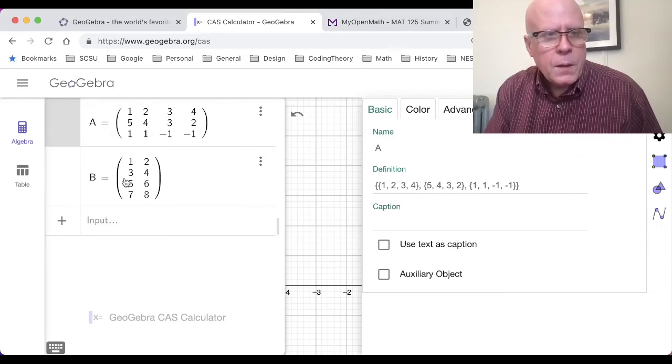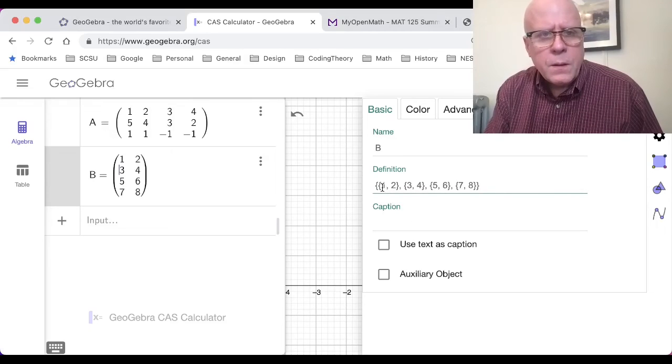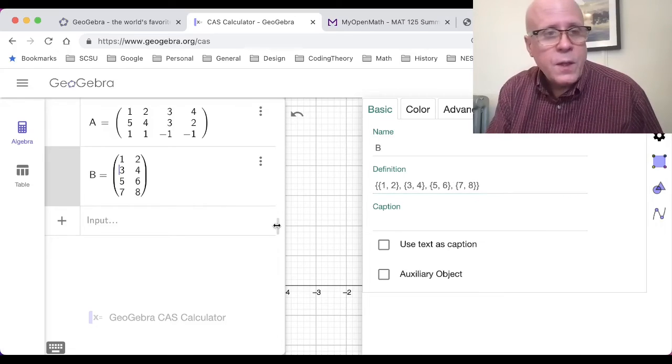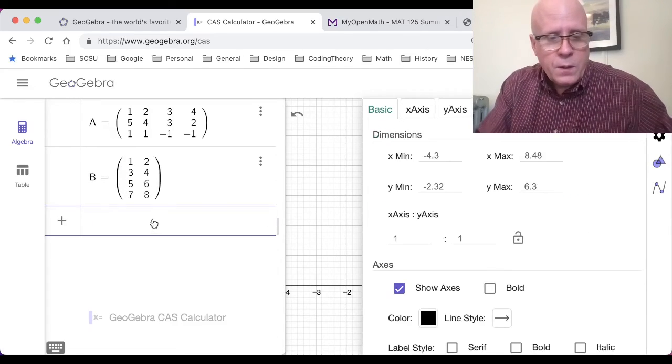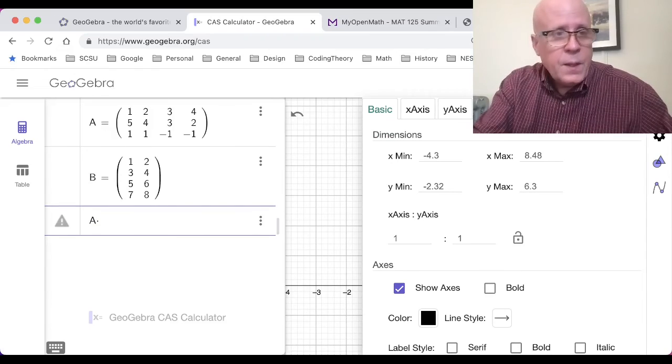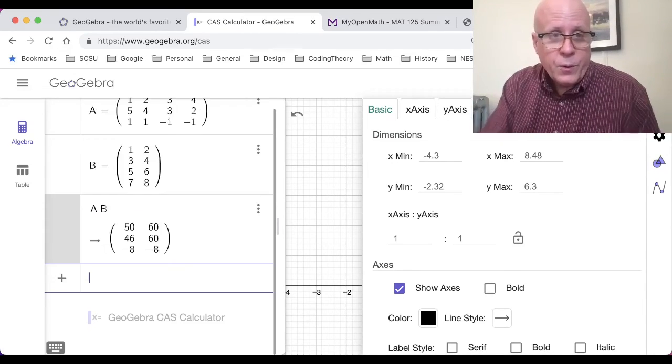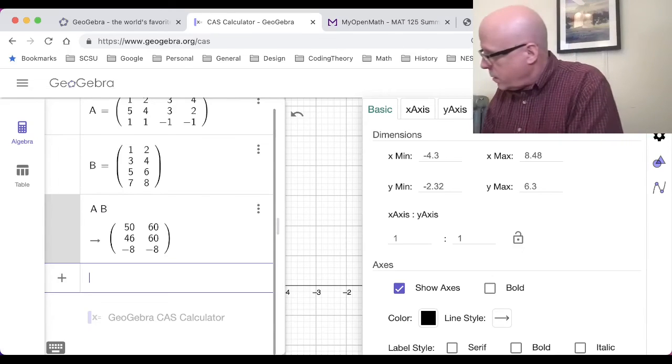B, the lists are of length 2. 1, 2, 3, 4, 5, 6, and 7, 8. Those were the answers. And here is us doing the multiplication. It just understands that if you want to multiply two things that are matrices, it'll do it. Did we do it right?